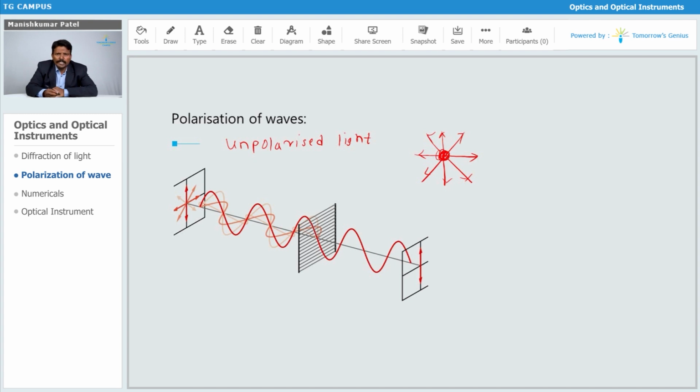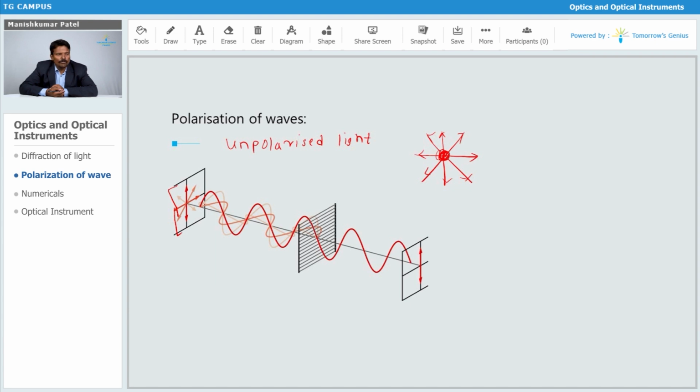So there are various components of light which are vibrating in a plane, and that should be perpendicular to the direction of propagation. The same thing which I have shown over here. So this is the plane, which consists of n number of electric field components of that light or for that wave. So they are vibrating in a plane which is perpendicular to the direction of propagation. So that is what we can call an unpolarized light.